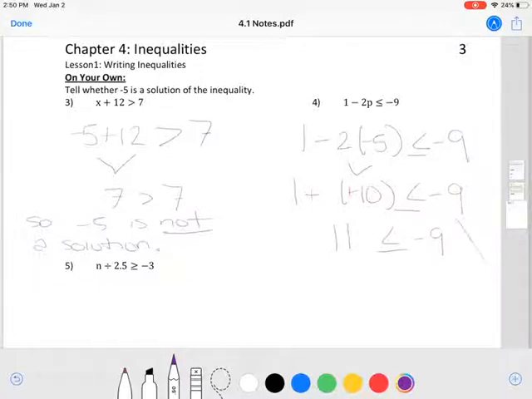And this is not true. This is not a solution because 11 is greater than -9. It's not less than. So this is not a solution.